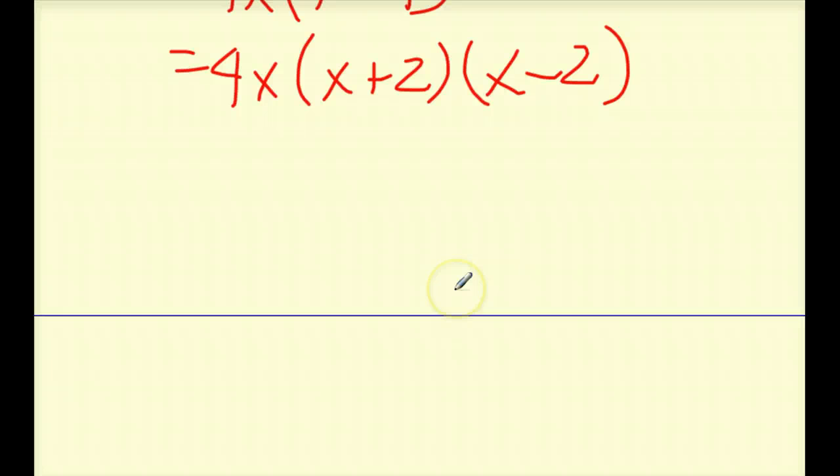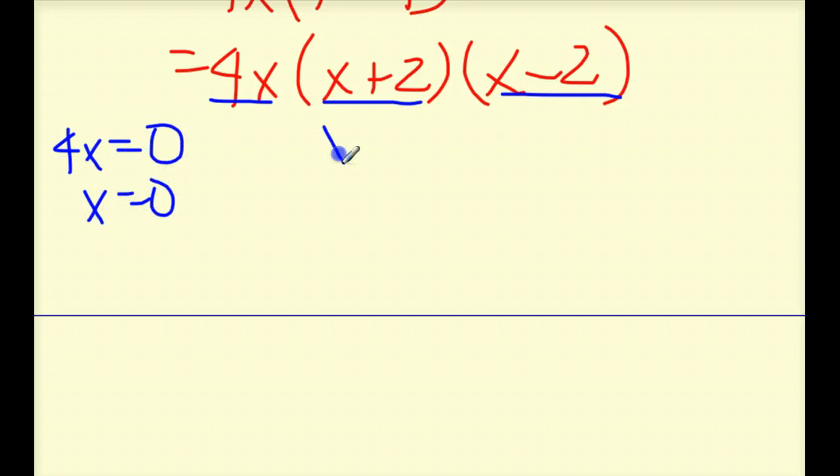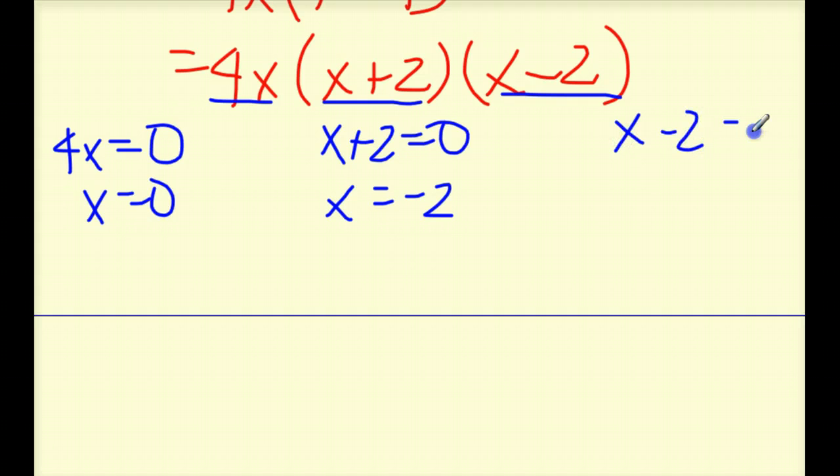Let's set these equal to 0. 4x equals 0, so x equals 0. x plus 2 equals 0, so x equals negative 2. And x minus 2 equals 0, so x equals positive 2. So I have 3 critical points here, and I need to find out if the function is increasing or decreasing around them. I'm going to use a number line to draw these out in order.